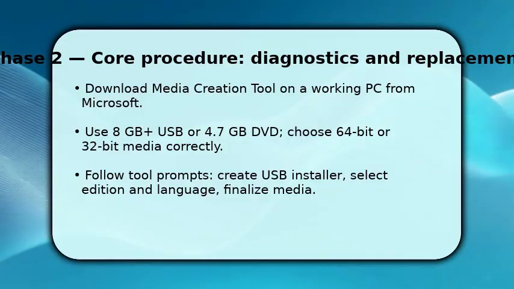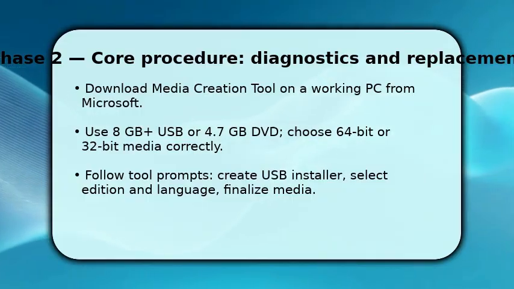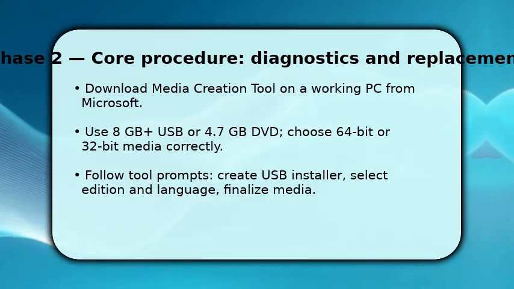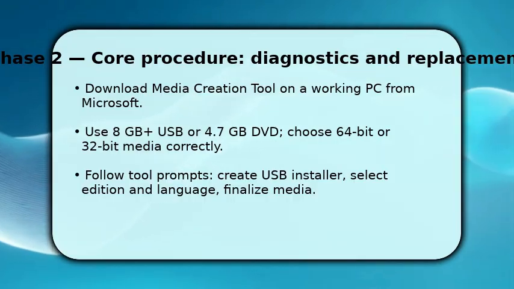Next, you create installation media using Microsoft's media creation tool on a working computer. This gives you a clean, official installer. Plug in an 8 GB USB, run the tool, choose Create Installation Media, and select Windows 10 Home, Edition, and Architecture. Once the tool copies files, safely eject the USB.